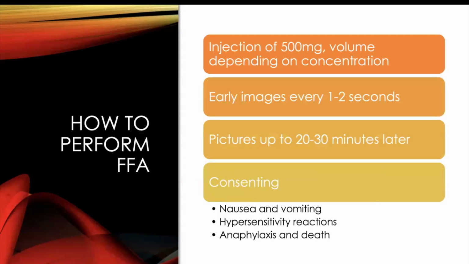So how do you perform it? They'll get 500 milligrams. This is for an adult dose. There are weight-dependent dosing for children. You get some early images every 1 to 2 seconds, and then you're going to be taking some images all the way up to about 30 minutes after they're injected with the FFA.